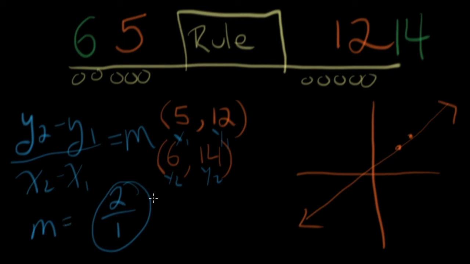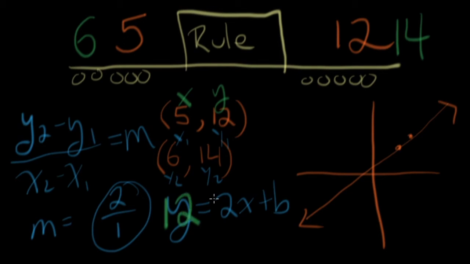So we're almost at y equals mx plus b. All we know is y equals 2x plus this b. So let's figure out what we're going to do for our b. We need to figure out what b is. So that means I'm going to plug in one of these points. I'm going to make this my x, and this is my y. So I can put 12 here, and I put 5 there. What's 2 times 5? 10. So 12 equals 10 plus b, so b is 2.